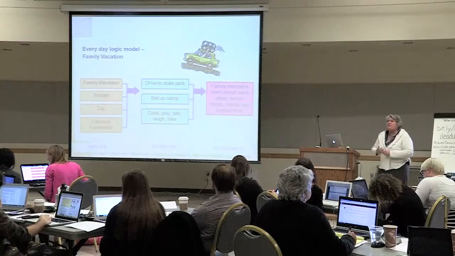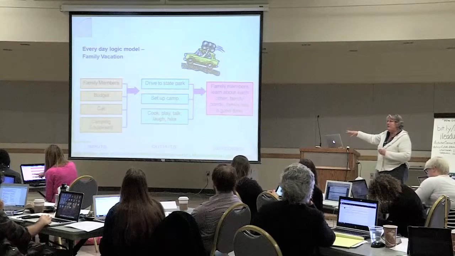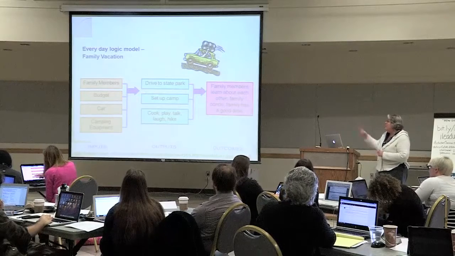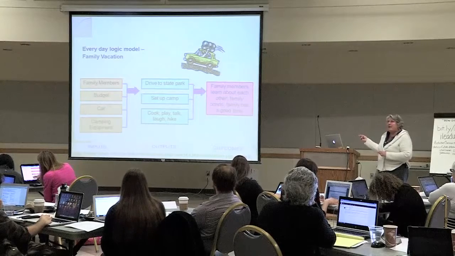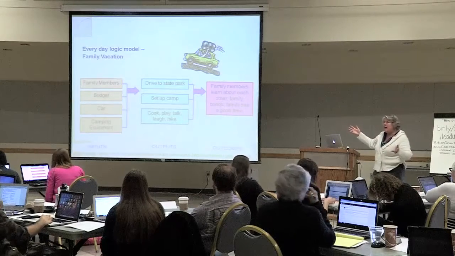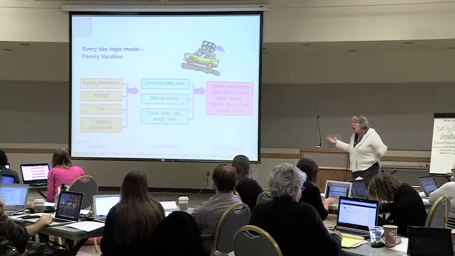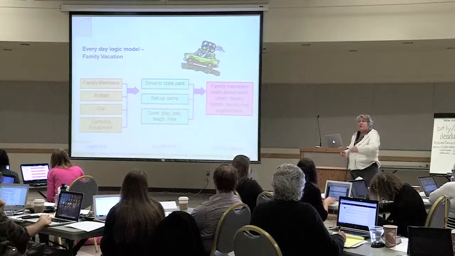Here's a really simple example, and this is taken from the University of Wisconsin. I have some links at the end and I'll post this. If you're planning a family vacation, you have inputs, outputs, and outcomes. Your inputs would be, if you're going to go on vacation with your family, you need a car. This is going to be a camping trip. Those are all your inputs.